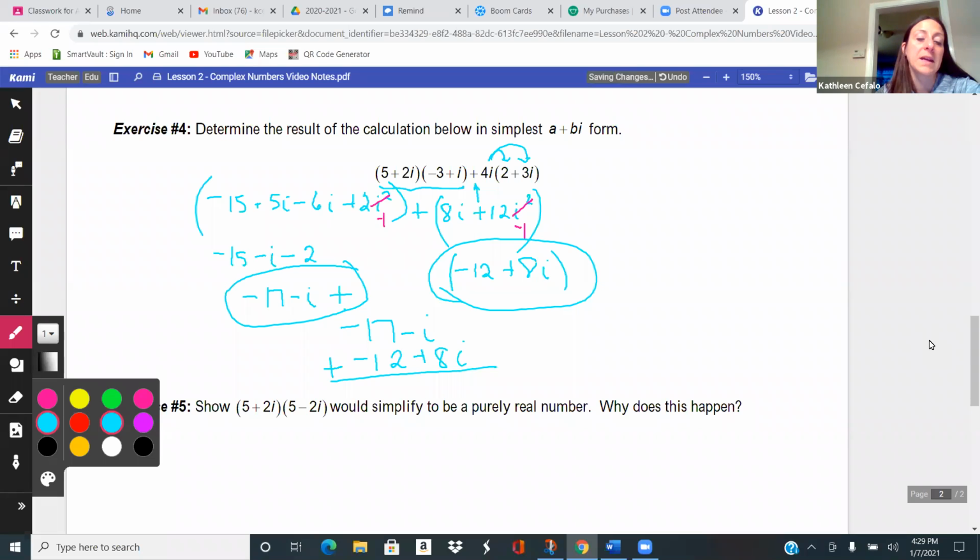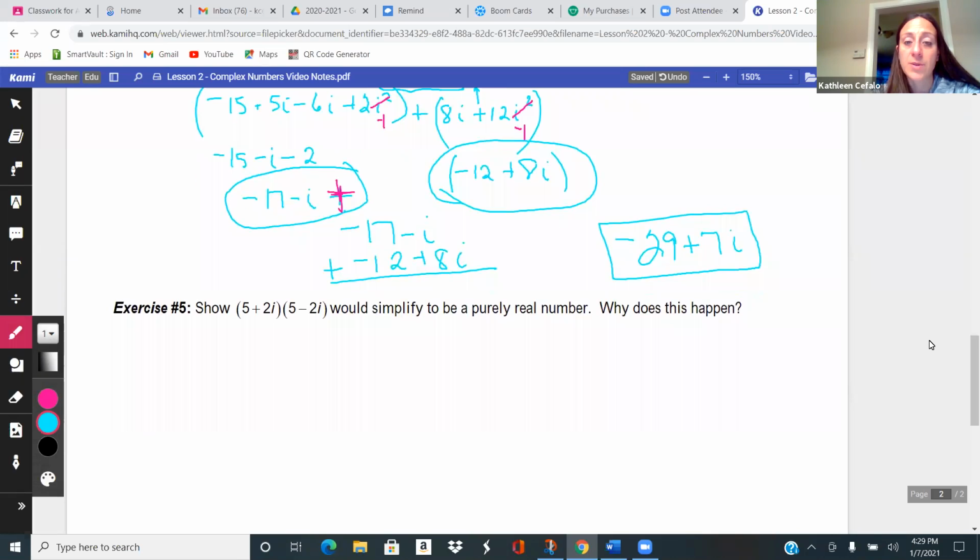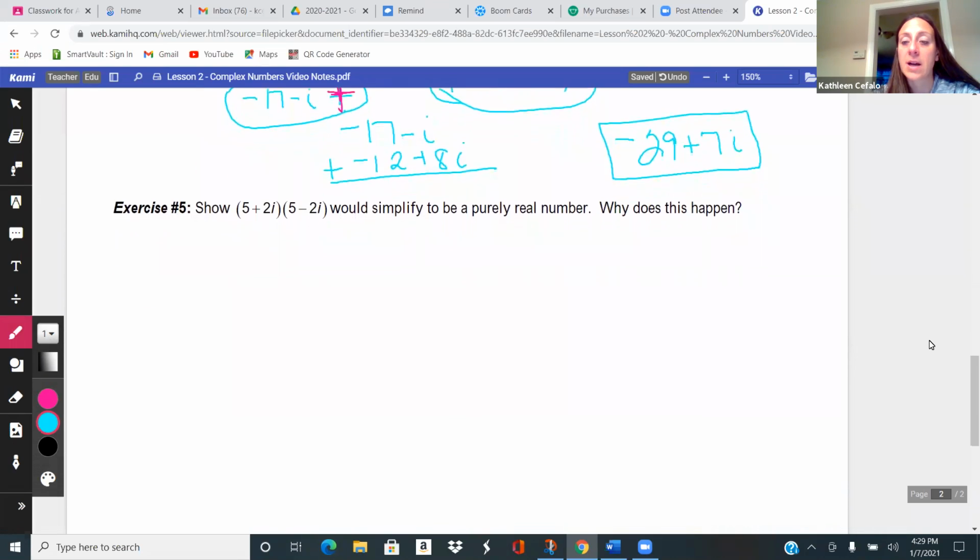Right? And we're going to combine. So I have a negative 17 and a negative 12. That's going to get me a negative 29. I have a negative i and a positive 8i. That's going to get me a positive 7i. Okay, so we just had to be careful with our organization, keeping in mind we're adding right back here. We were adding. This is where that's coming from. All right, if that was subtraction, you'd have to remember to subtract or distribute that negative. Okay, so far we're still multiplying and adding, and we're still getting complex numbers.